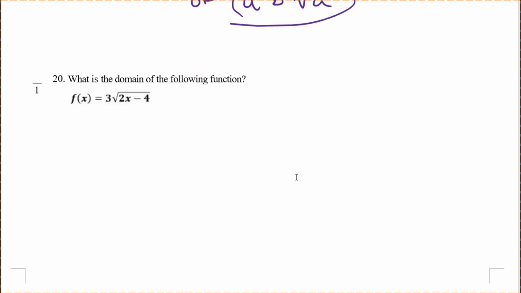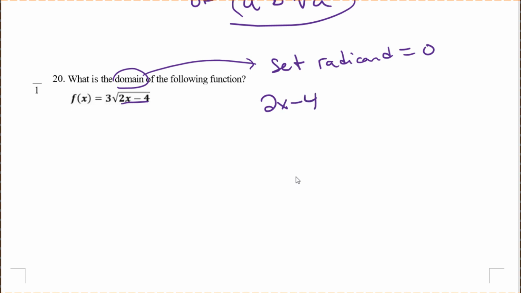All right, what is the domain for the following function? So the trick with domain is to set the radicand equal to 0. The radicand is the number inside the radical. So that is what helps you find the domain. Or you can graph it and figure out what the domain is. But we're just going to set that radicand equal to 0. So set the number inside the radical to 0 and then solve.